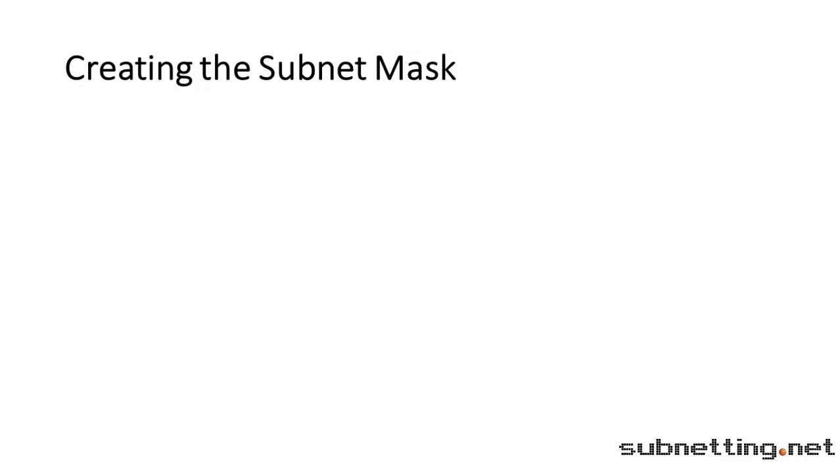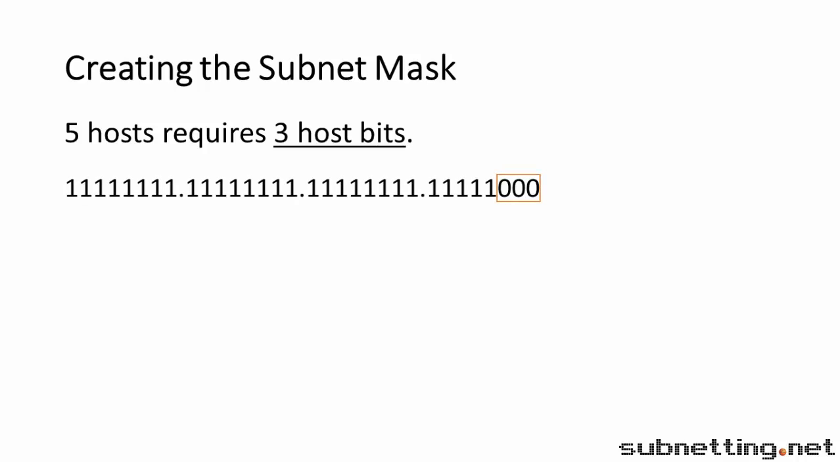Now that you understand what a subnet mask is, let's create one based on the number of host bits. Remember, in our restaurant subnet we had 5 hosts, and we determined that we need 3 host bits to represent them. To create a subnet mask with 3 host bits, all we have to do is use 3 zeros. Converting this to decimal, our subnet mask can be written as 255.255.255.248.